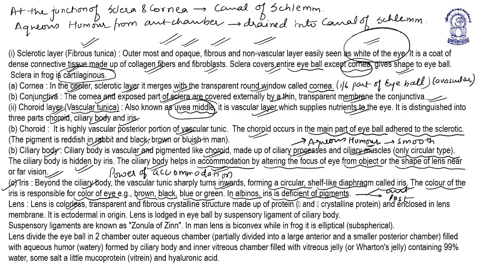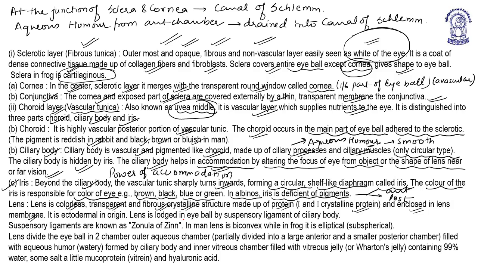Lens. Lens is the colorless, transparent, and fibrous crystalline structure made up of protein, crystalline protein 1 and 2, and enclosed in the lens membrane. So lens is a transparent, colorless and fibrous structure, but it is crystalline and consists of crystalline proteins. The lens is ectodermal in origin.